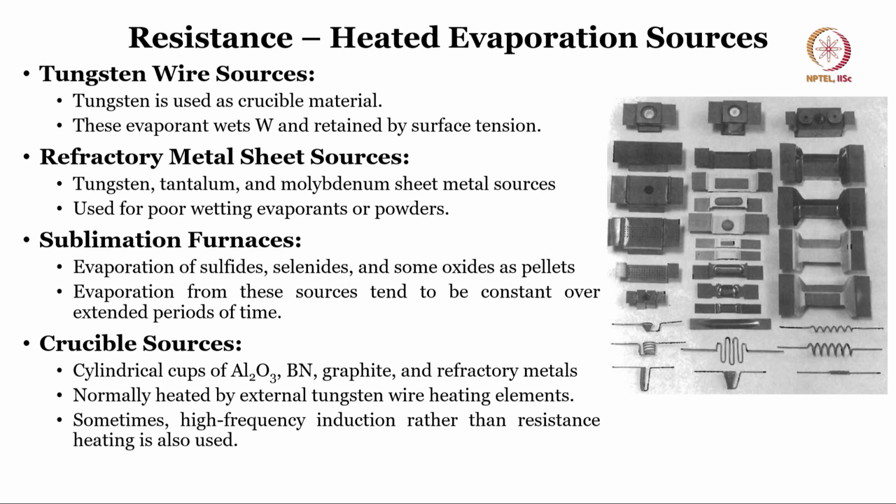For example, we can use tungsten wire for a crucible, or we can use tantalum or molybdenum when it is a refractory metal, or we can use selenides, sulfides or some oxides as pellets when it is a sublimation furnace, or we can use Al2O3 and graphite if it is a refractory material. Sometimes higher frequency induction rather than resistance heating is also used. So, instead of just resistance heating, you can use high frequency induction heating.